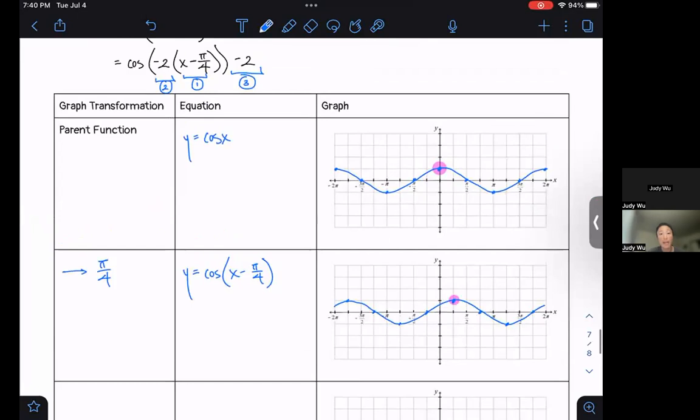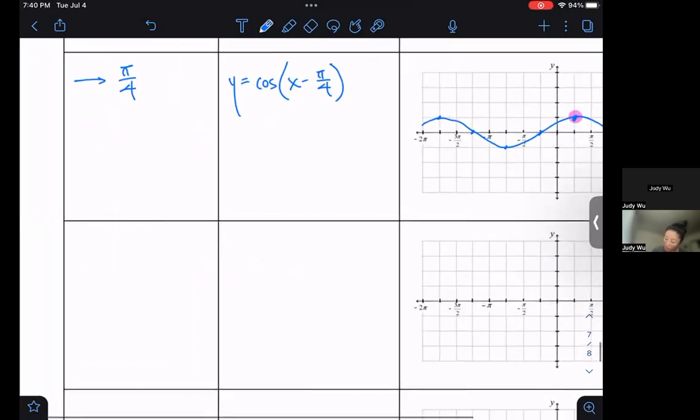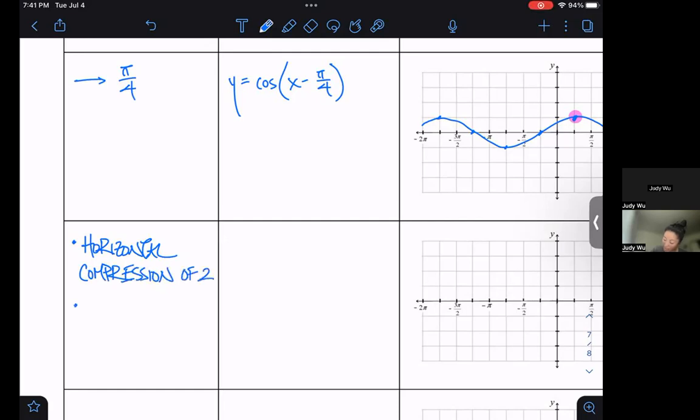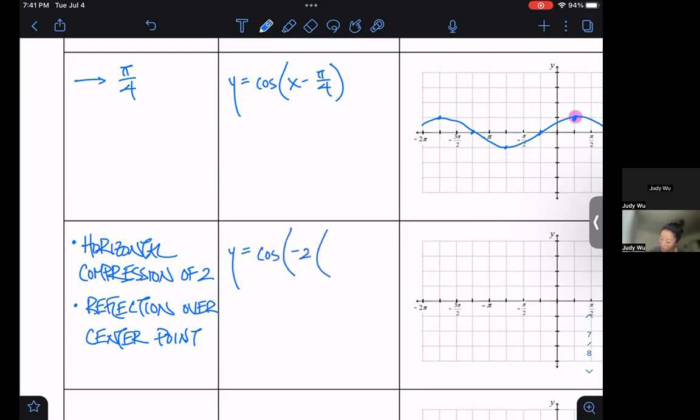Now we have that negative 2. That negative 2 does two things. It is a horizontal compression of 2, and there is a reflection over the center point. Okay, it's a reflection over the center. So that corresponds to y equals cosine of negative 2 parentheses x minus pi over 4.